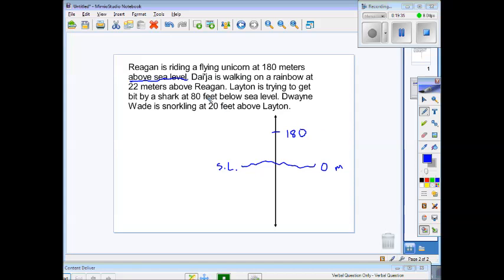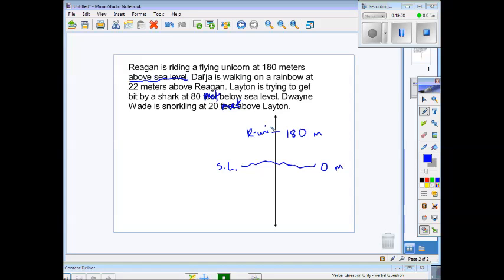Agreed? So we know that that's going to be 180. By the way, this was supposed to be meters. Sorry, guys, I changed it halfway. Meters, it doesn't matter. That's really not the point of this. I'm not saying it's not important, but for this, it's not really that important. I like to label it. That's going to be Reagan on a uni. So Reagan's riding a unicorn, so I'm labeling it.